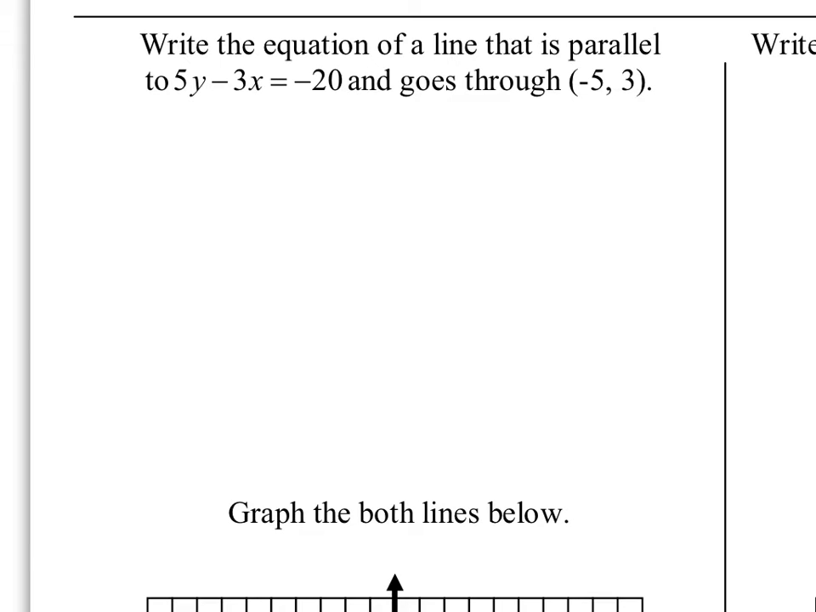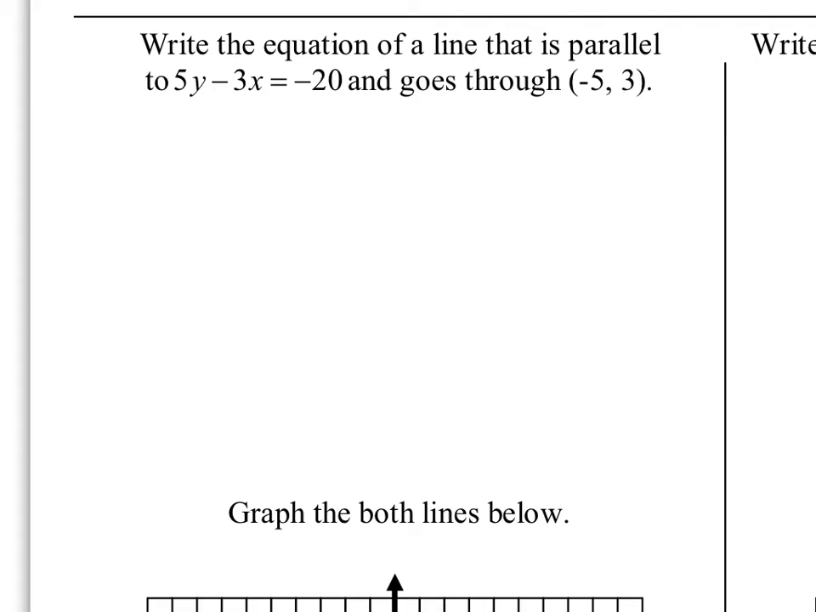All right, so our equation is given to us. We've had equations given to us. We've had graphs of lines given to us. We've had a slope given to us. It doesn't really matter. The difference here is the information that's given to us. This time we're given an equation, but it's not in slope-intercept form.